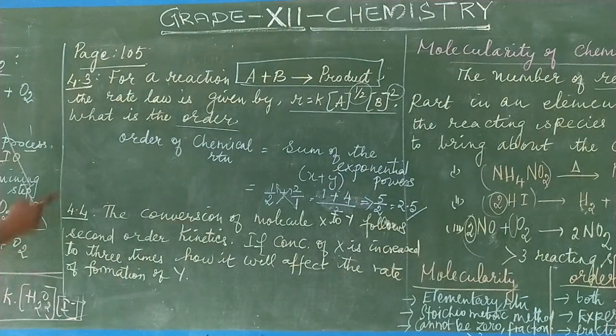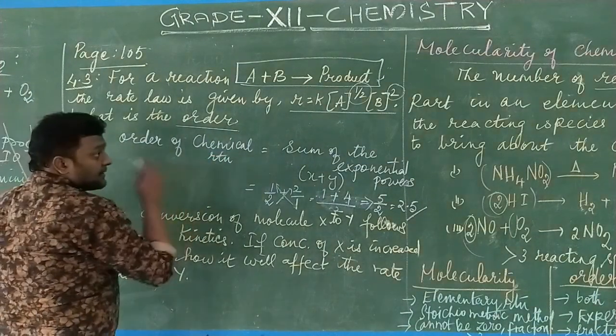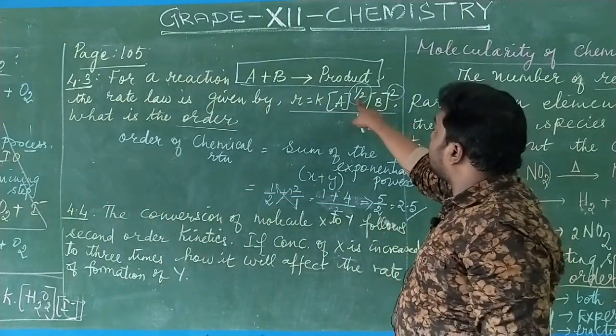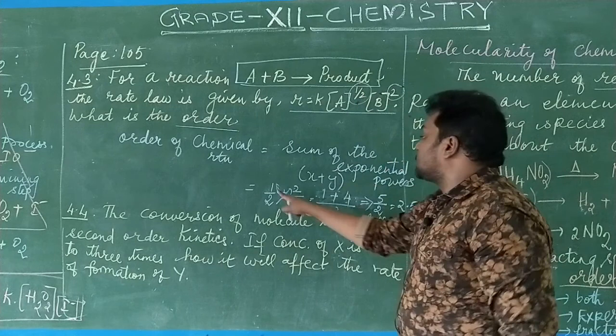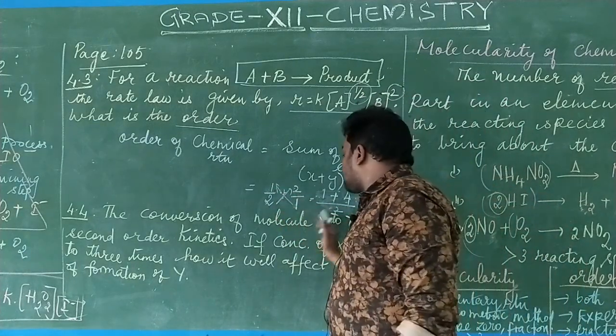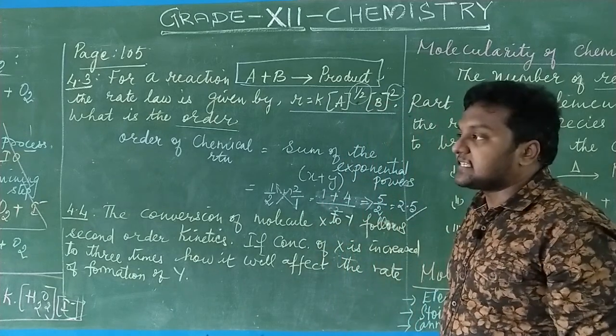Now, if you don't know how to find the order of a chemical reaction: you have to use the sum of the exponential powers. What is the sum of the powers? 1 by 2 plus 2. Common denominators, you can't do directly, so either LCM or cross multiplication. When I substitute, I will be getting the answer as 2.5.